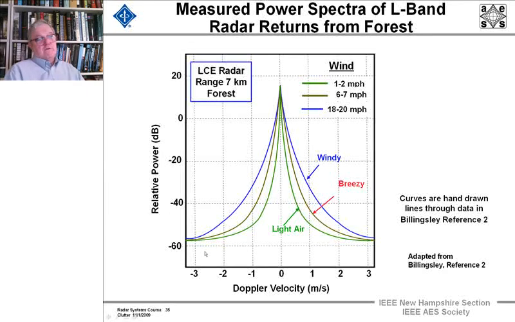Let's take a look at that in the next view graph after this. When Barry, I should say, looked at data with low wind, you see light wind is in here, that's green, and then red is with breezy, and then blue is windy. We see it spreads, and this is a forested region 7 kilometers away.